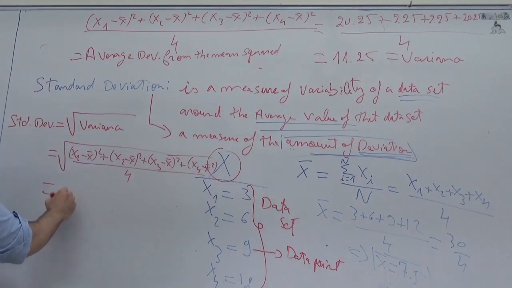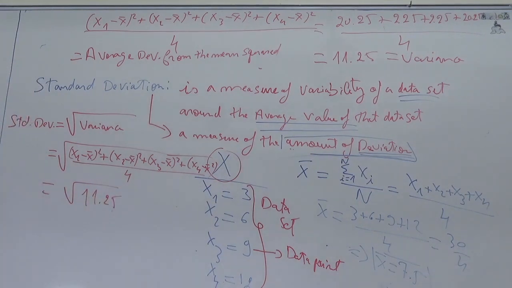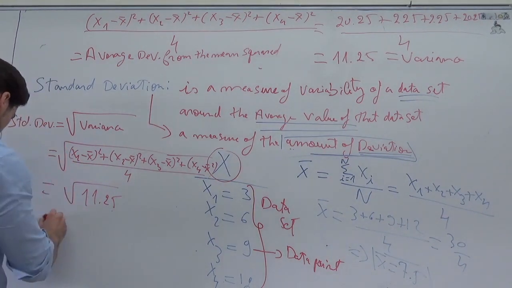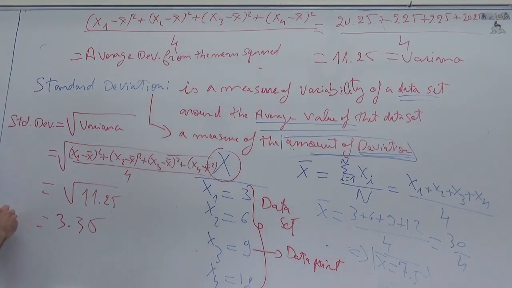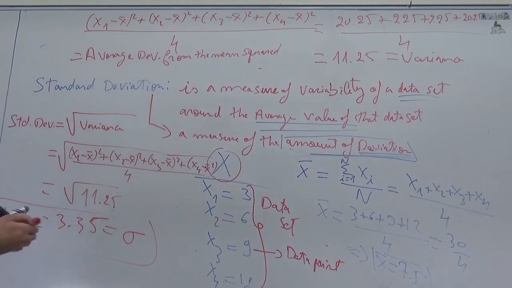So it's equal to square root of 11.25, which is going to be equal to 3.35. So the standard deviation is actually equal to 3.35, and we are going to refer to that standard deviation with the symbol sigma. So the standard deviation is always being referred to with that symbol sigma.